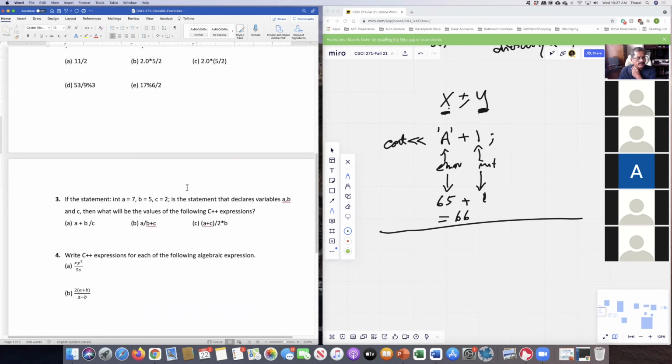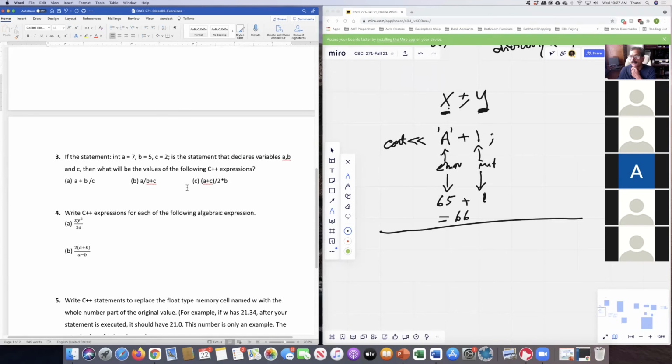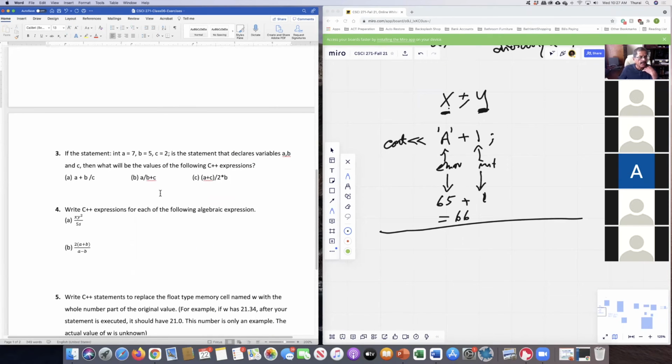Okay, number 3 says A, B, C are declared as int, and they have 7, 5, and 2. And what will be the values of the following C++ expressions is the question. You have to pay attention to the order of operation to get the right results. Okay, part A, anybody?